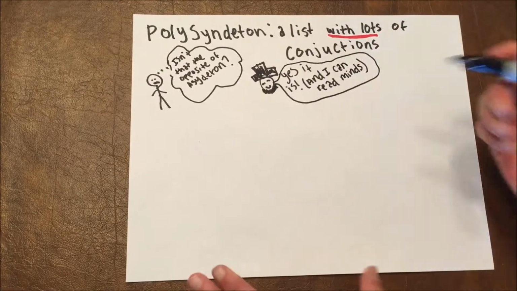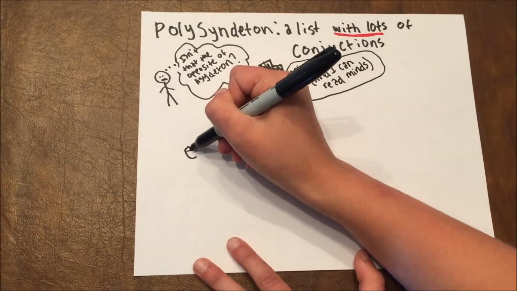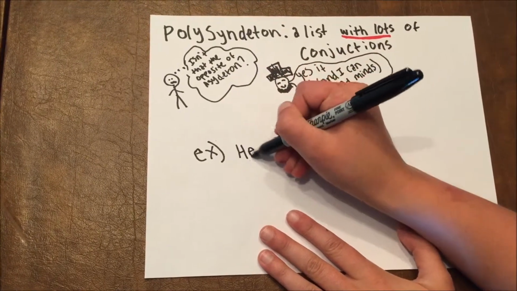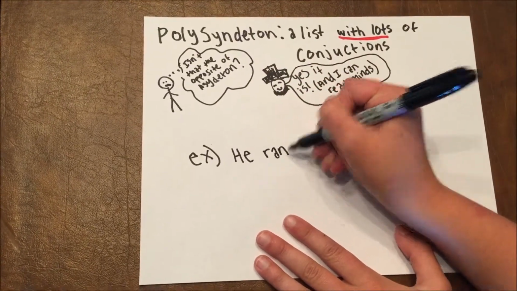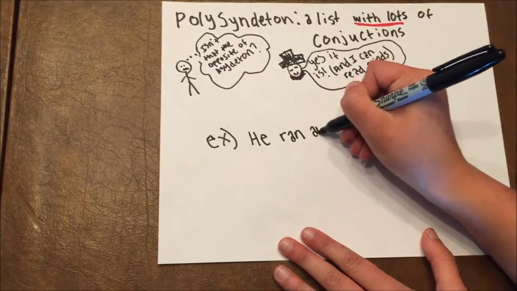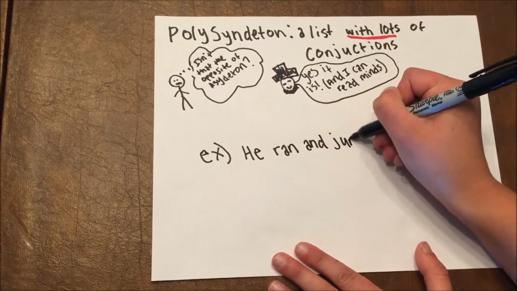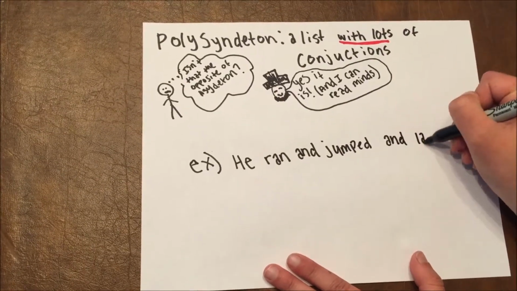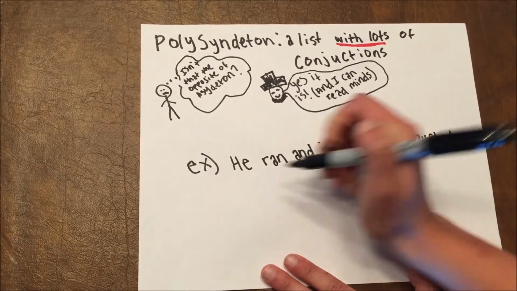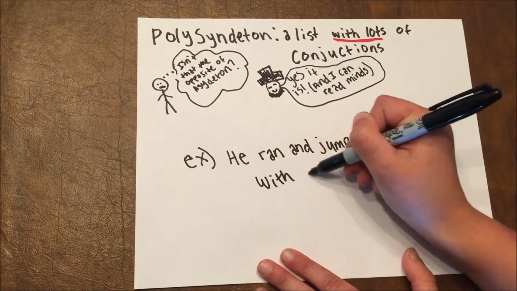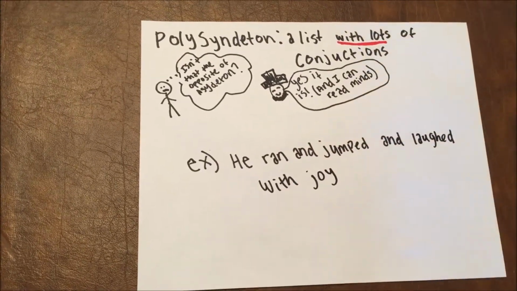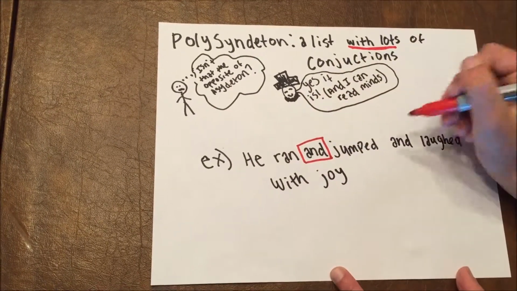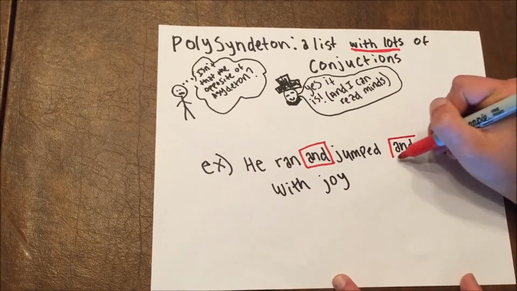So the main effect of a polysyndeton has to do with emphasis and slowing down and having the reader or listener really focus on what those conjunctions are trying to highlight. For example, if someone was to say, he ran and jumped and laughed with joy, that would emphasize each of the actions, jumped and laughed and ran. It's emphasizing all of them as opposed to someone who just said, he ran, jumped, and laughed with joy, which is just much flatter.